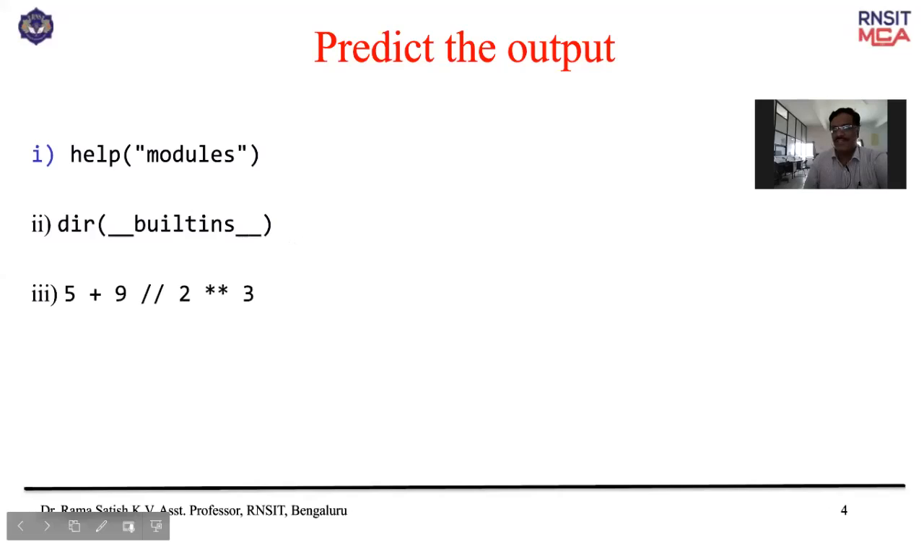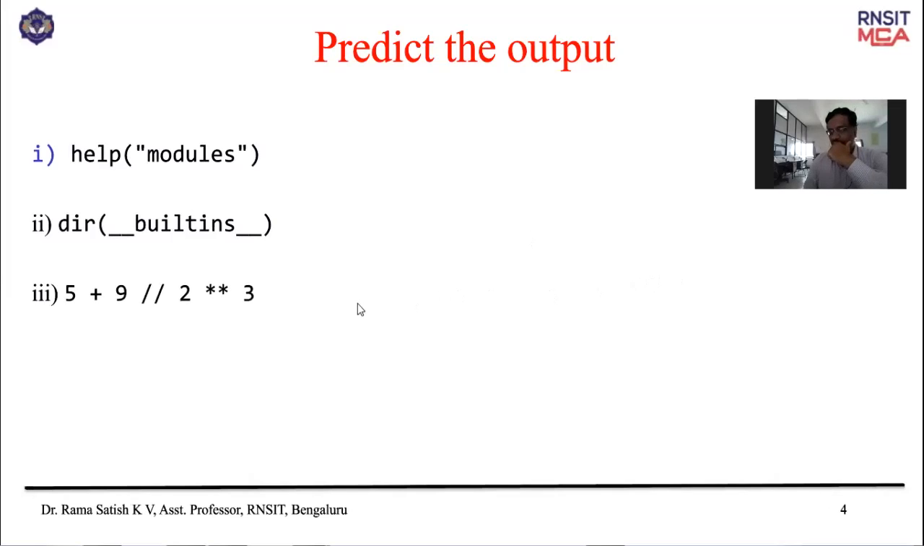Yeah, what will be the output of this? 5 plus 9 double slash 2 double star 3. Here is where the real story begins. I want an answer from everybody. Please answer. First, you have to understand which one will execute first. Then what happens next? Which operator executes second?